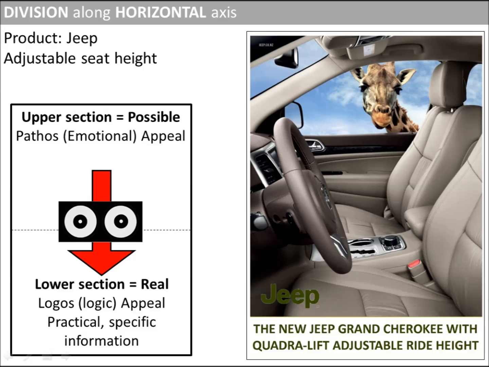Very often what we see is on the top half there's some kind of emotional appeal, a pathos appeal, and then you read down the ad to the bottom where there's more of a logos, a rational appeal. Consider this example, an ad for Jeep promoting their adjustable seat height. On the top we have this sort of adorable out-of-place giraffe peeking in the door of this Jeep. That's the pathos, the emotional appeal. But then we move down to the bottom and we have more of a logical, rational appeal to the consumer, where the Jeep company is actually explaining that they're promoting quadra-lift adjustable ride height, whatever that might be. But you see the shift from the top, pathos, transitioning down to logos, logical appeal, at the bottom.